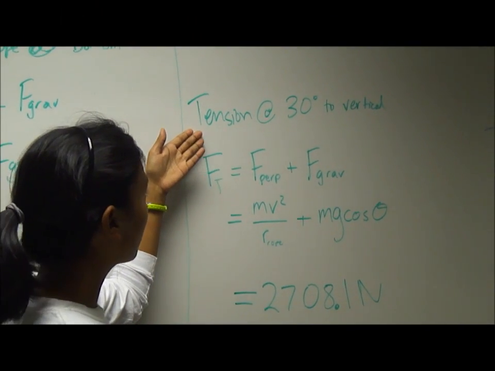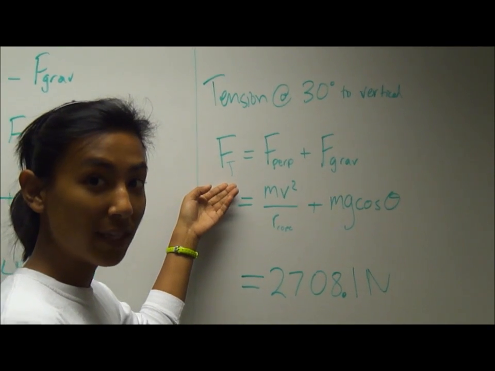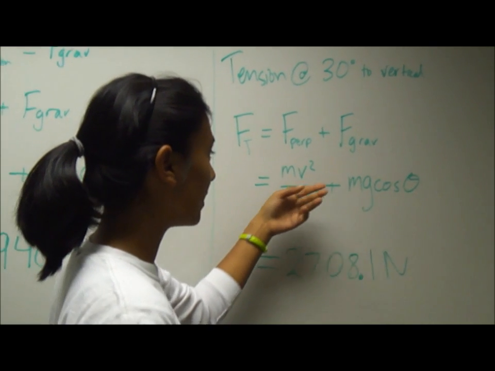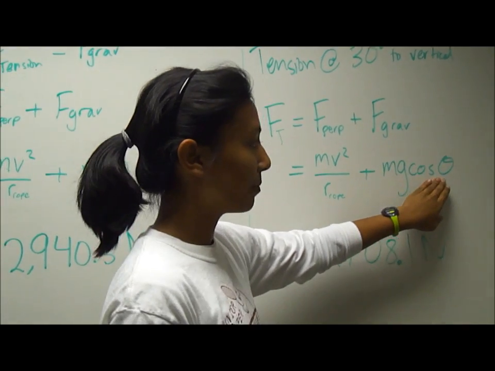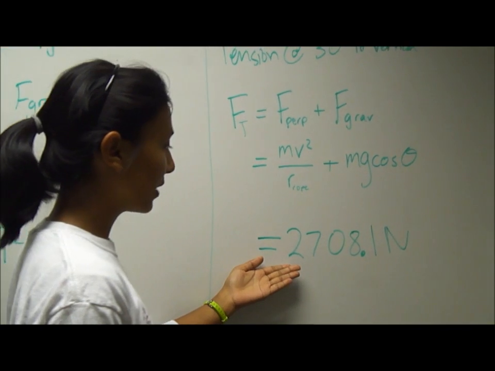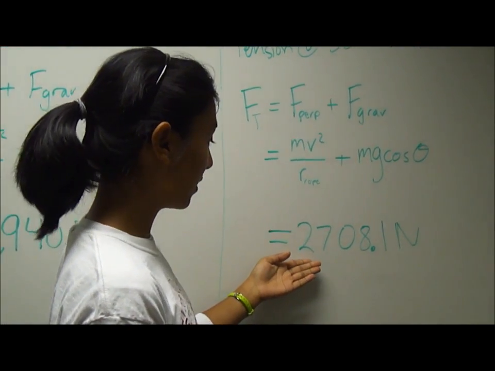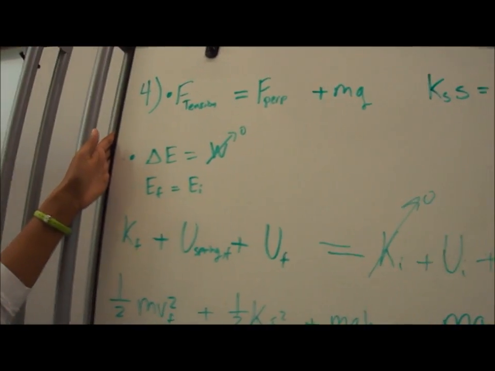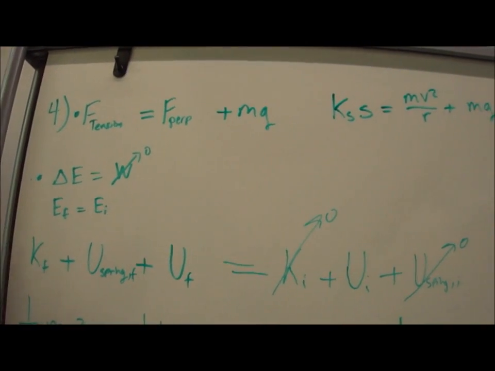Then I found the tension in the rope at 30 degrees to the vertical. I used the same formula as the previous problem, force tension equals force perpendicular plus force of gravity, except for the force of gravity I used the perpendicular component of gravity, so I multiplied by cosine of theta, which would be cosine of 30 degrees. Then, after plugging in my numbers, I got that the tension in the rope at 30 degrees to the vertical is 2,708.1 newtons.